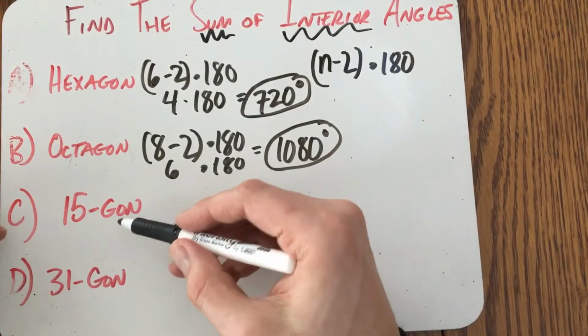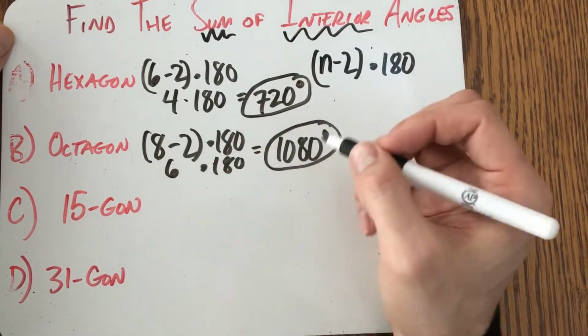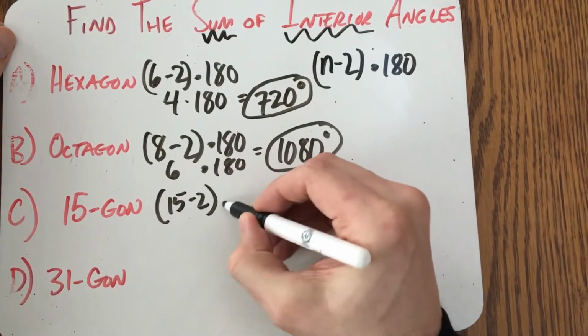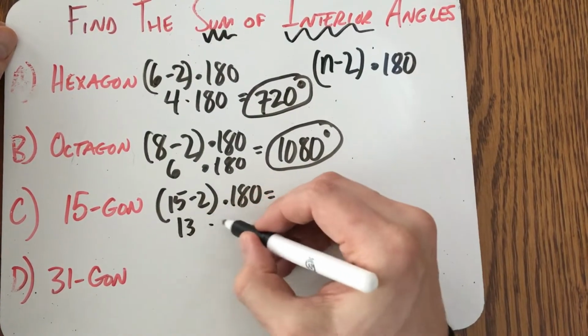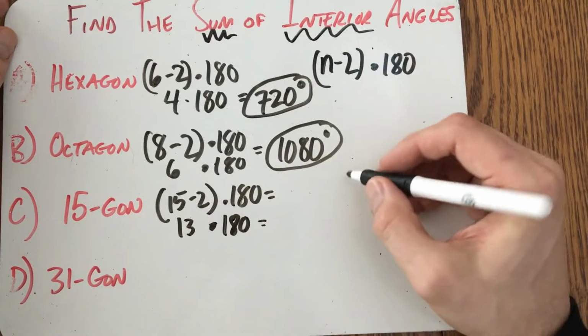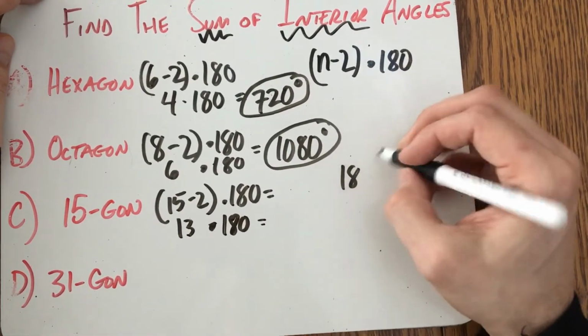Now look, here's what I'm talking about. There's no name for a 15-gon, so let's call it a 15-gon. That means it has 15 sides. And so you'll do 15 minus 2 times 180. And so 15 minus 2 is 13. 13 times 180. Now I might actually need the calculator. So I would do 180 times 13.